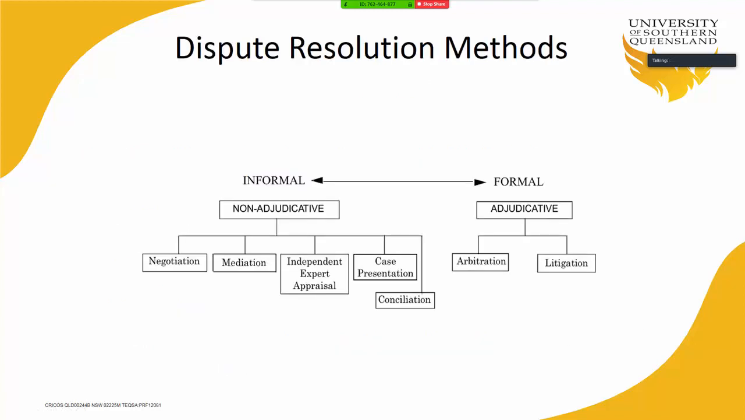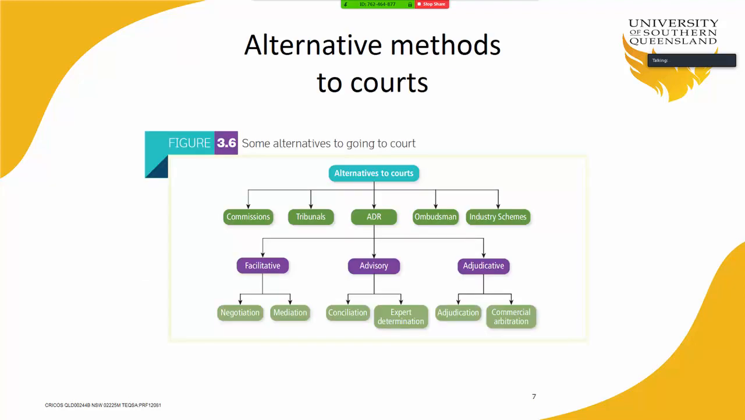These dispute resolution methods could vary, as we said, from left to right. You start from the most flexible ones. These are the non-adjudicative ones: negotiation, mediation, independent expert appraisal, also things like case presentation and conciliation. But as you move towards a more formal adjudicative situation, you can end up with things like arbitration, or even the most formal of them, litigation, which basically means going to court. This is the diagram that you have in your textbook.